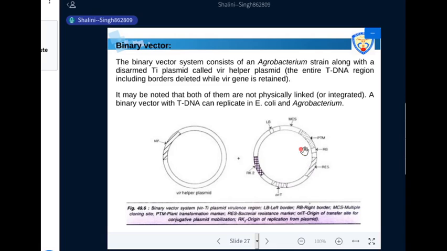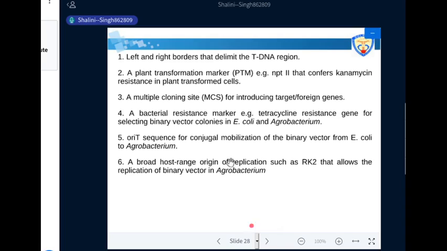Required for both cases, for E. coli and Agrobacterium. There are left borders and right borders that limit the T-DNA region. A plant transformation marker, that is PTM, for example, neomycin phosphotransferase II, NPT II, conferring kanamycin resistance, is present here. Multiple cloning sites for introducing our foreign gene.